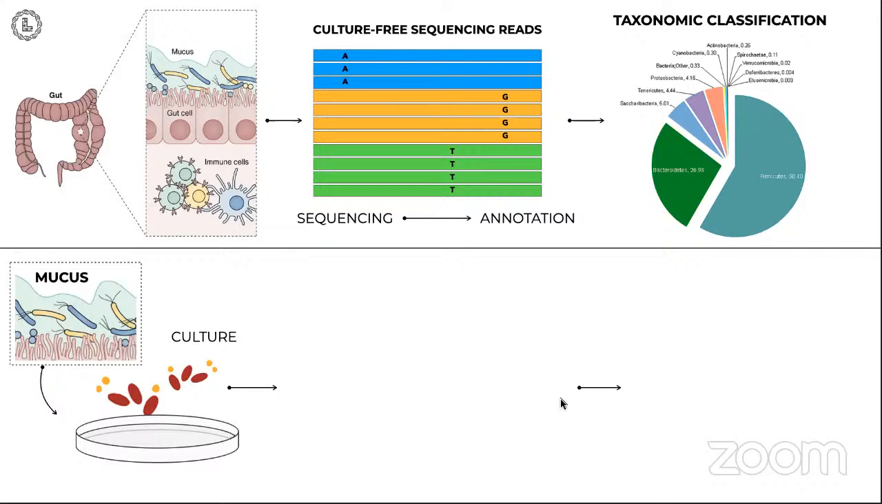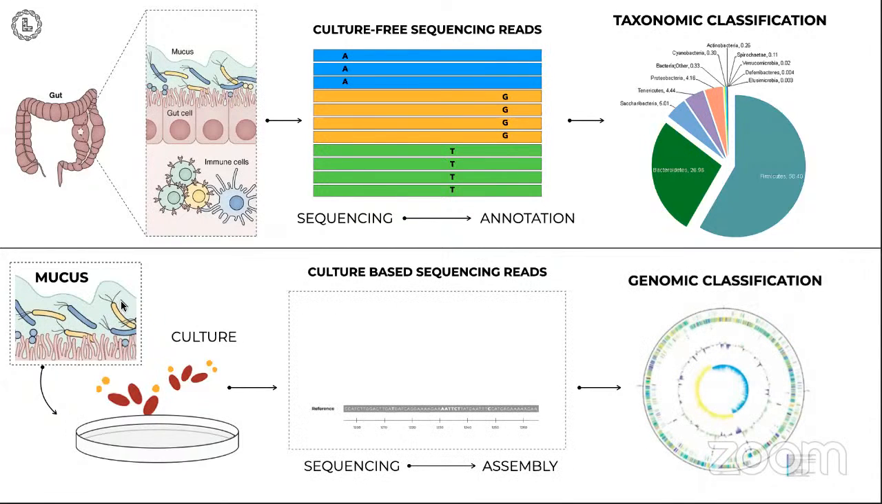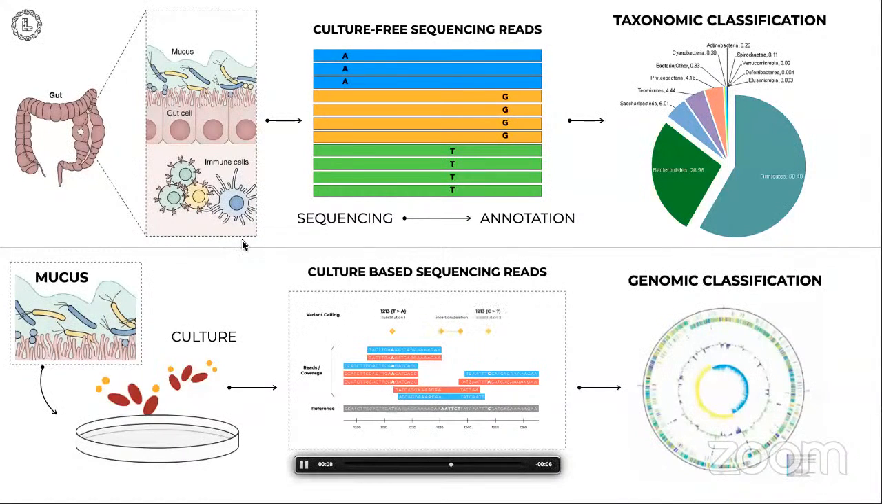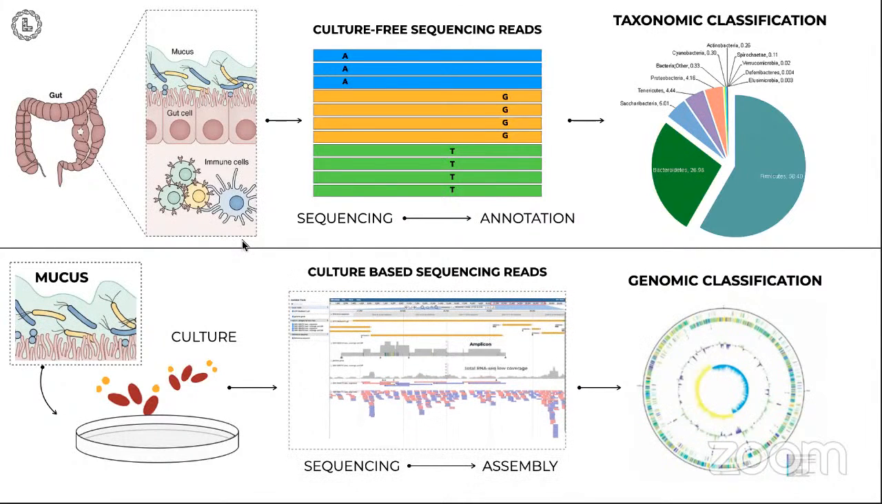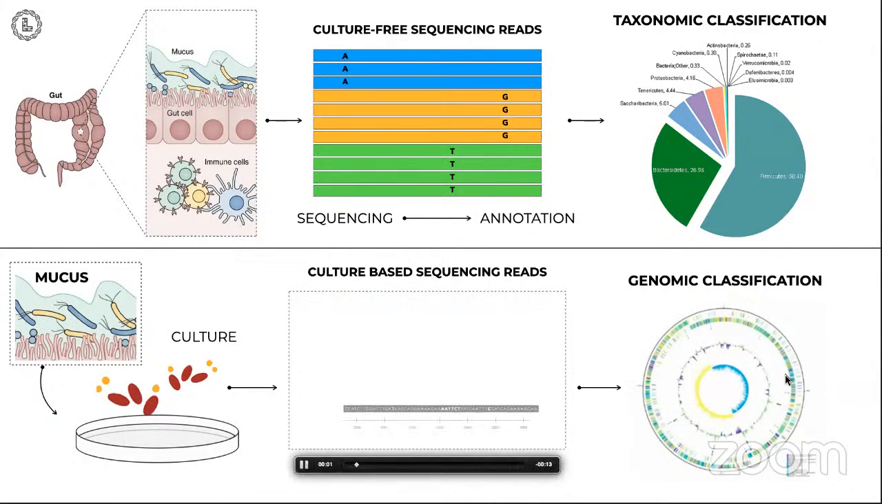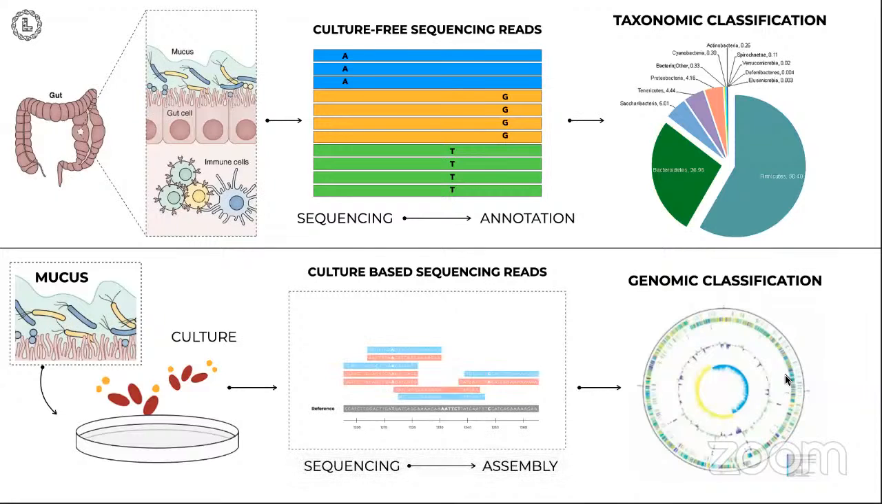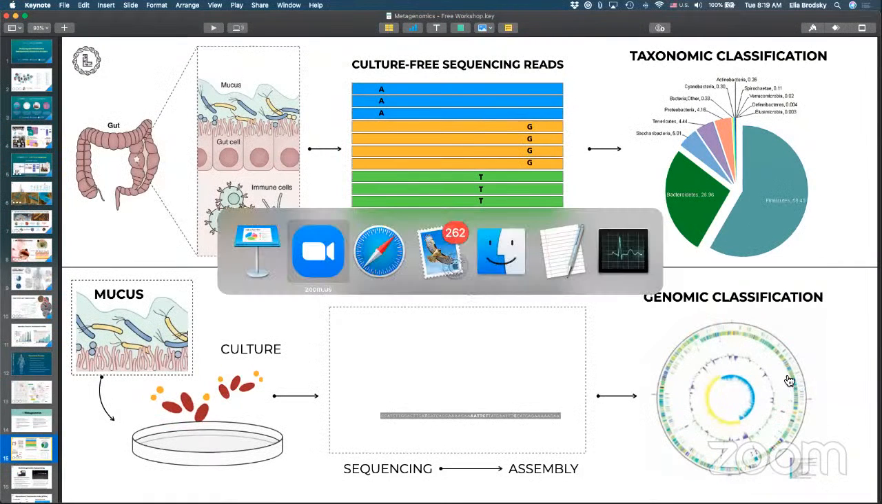The second approach, and many times these kinds of approaches are combined, is we can extract a particular type of bacteria, grow it in a culture in the lab, and then culture-based sequencing allows us to determine how that particular member of this community is different in terms of its genomic classification.